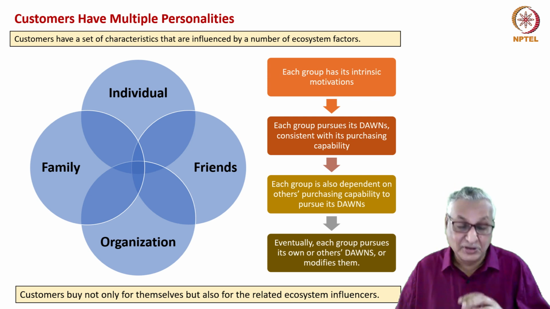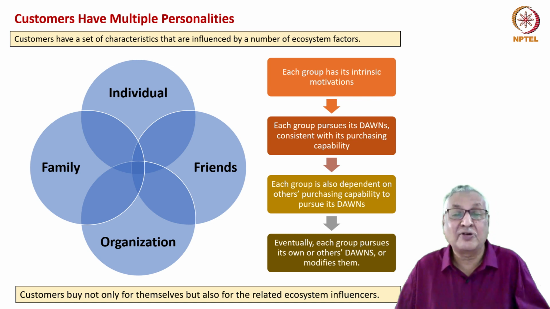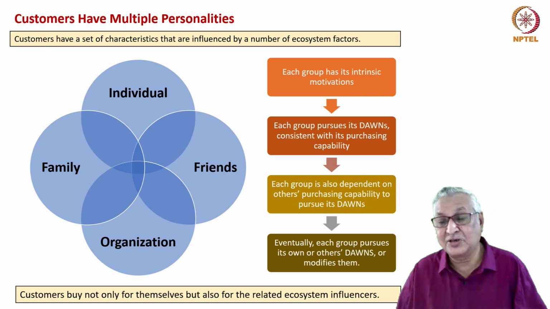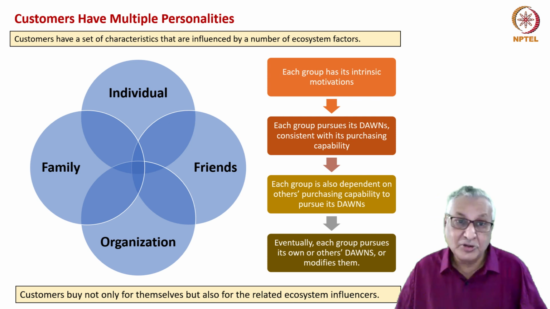Friends would like to see their friends come to the same level of strata of life. So all of that could have influence on how a customer would have multiple personalities. So each group pursues its own dons consistent with its purchasing capability. Each group is also dependent on others' purchasing capability to purchase its dons. Eventually, each group pursues its own or others' dons or modifies them. Customers buy not only for themselves but also for the related ecosystem influences.